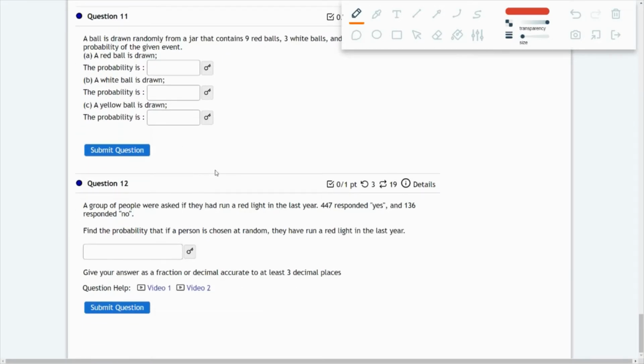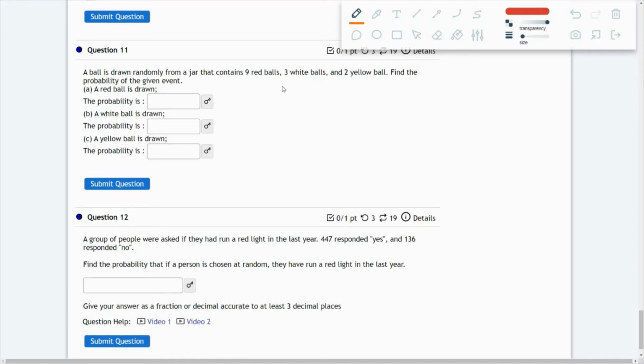Now, this is a very important thing. This is why I wanted to make this video in particular, because we haven't really studied probability, but I'm pretty sure if I were to ask you just a basic question like this, it's pretty straightforward. So it says a ball is drawn randomly from a jar that contains 9 red balls, 3 white balls, and 2 yellow balls. We have to find the probability of the given event. First thing you have to do in any probability question is to figure out how many total balls I have in this jar. This is very important, okay?